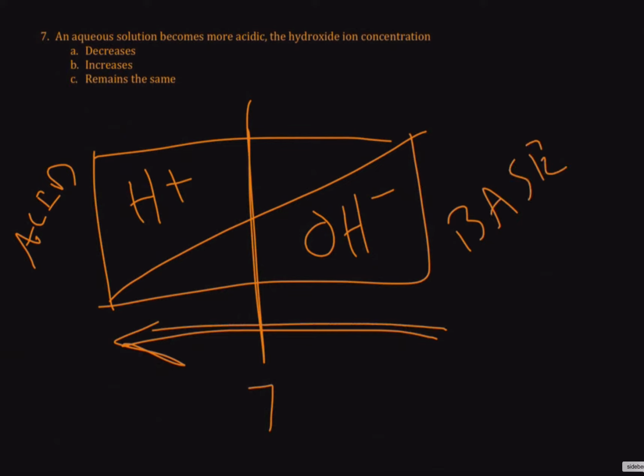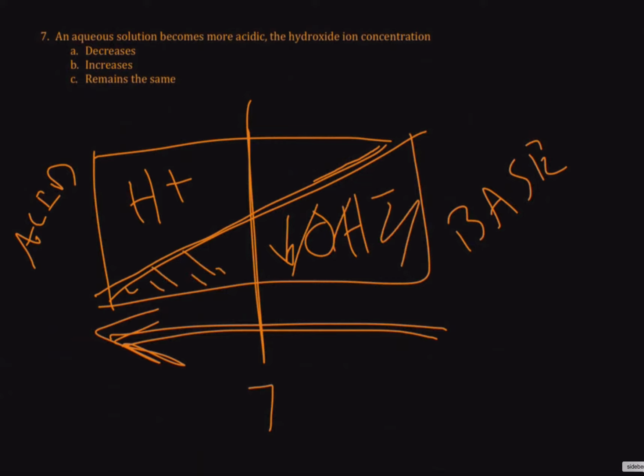As we go toward the acidic side, we can see here that the OH is going down. The OH gets less over here than it is over here. Okay, so as the solution becomes more acidic, the hydroxide concentration goes down.